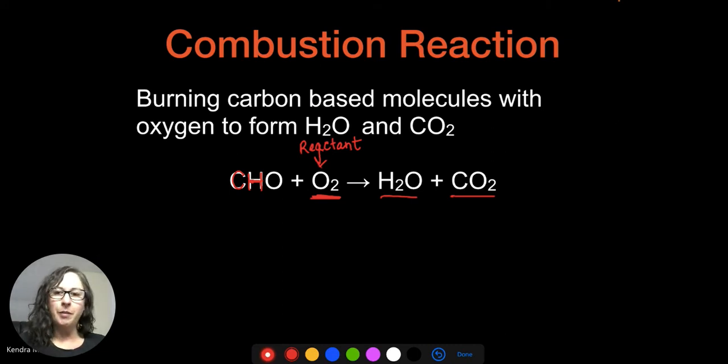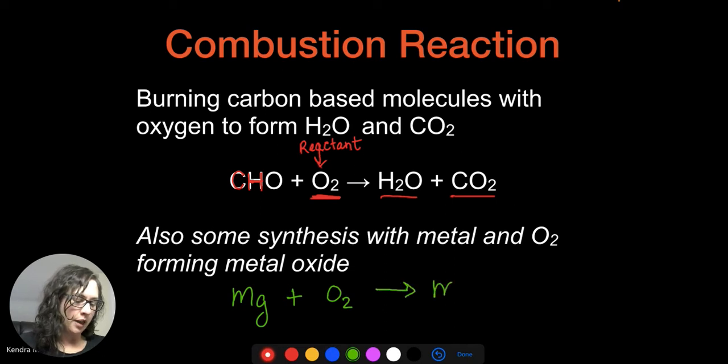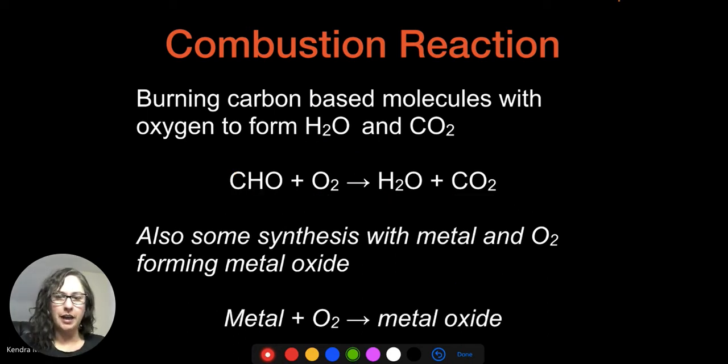Now, you might be saying to yourself, what about if we have oxygen as a reactant in a different situation? Well, technically it would still be considered a combustion reaction. A really common example of this is when we have magnesium metal that is burned in the presence of oxygen, and it ends up producing MgO. And so I have to balance my equation here, and I can use that metal oxide.